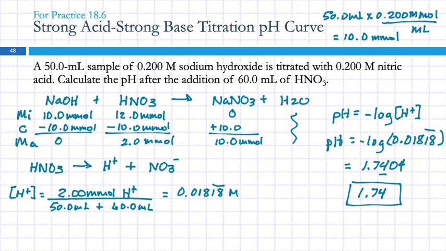So we can always just take whatever milliliters are given, multiply by the concentration, and get the millimoles for our stoichiometry table. And most of the time, we're not going to bother to write that down. But thank you for asking, because I'm sure somebody else wondered where that came from as well. Any other questions?